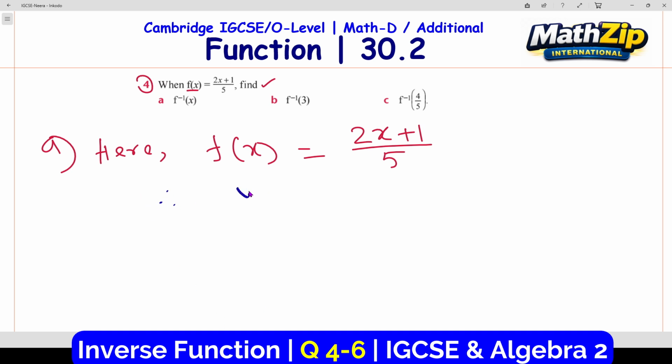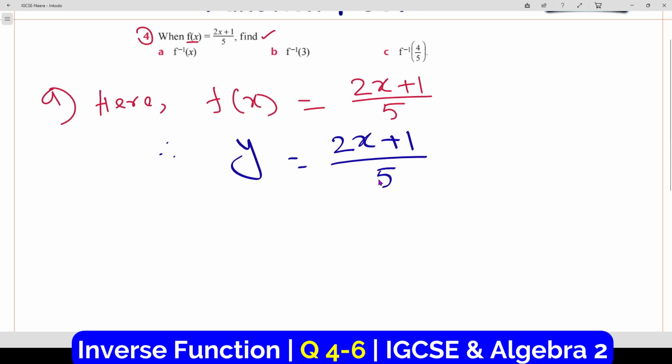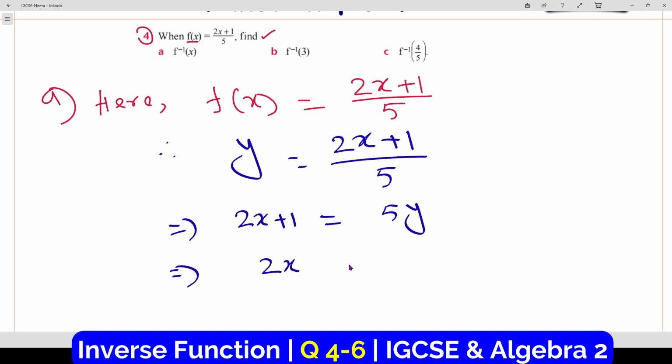This one we can write as y equals (2x plus 1) divided by 5, right? Now from here we have to find the value of x. In this case, cross multiplication, we can write 2x plus 1 equals 5y. Then it will be 2x equals 5y, and we are subtracting 1 from both sides, so it will be minus 1.